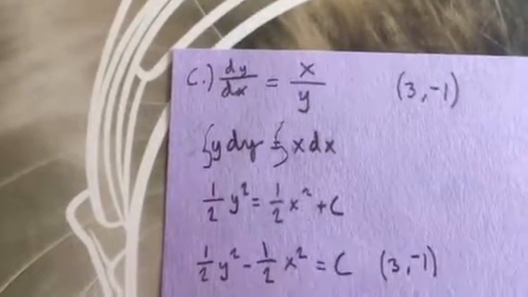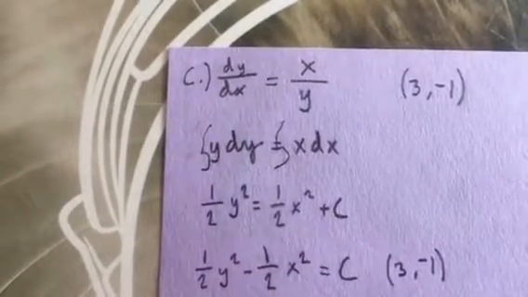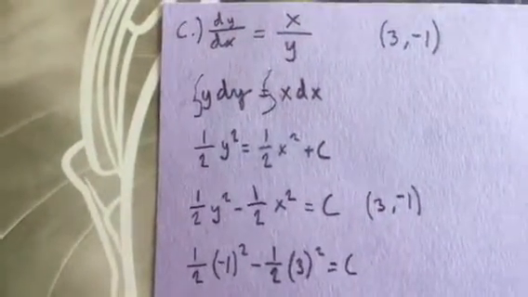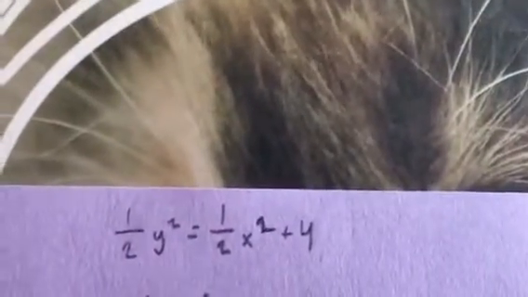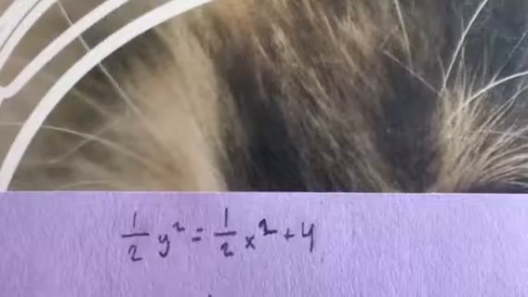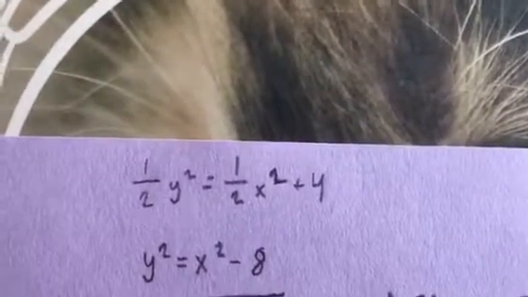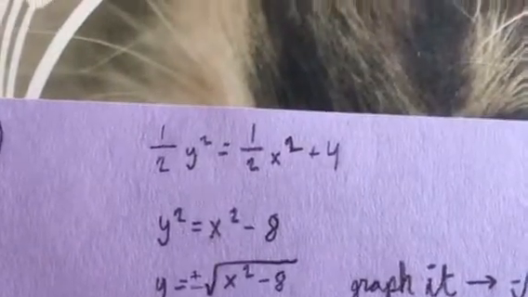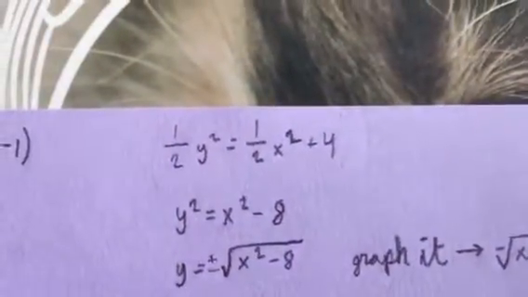And now, since we are solving for the particular solution, we can isolate c right here and plug in our initial condition of (3, -1). Solving this down will give us a c value of 4. So we can plug that value back into the equation we solved for earlier. Now we want to isolate y, so we can start by multiplying by 2 on both sides. And then we're going to take the square root of both sides to isolate y further, and that'll give us y equals plus or minus the square root of x squared minus 8.